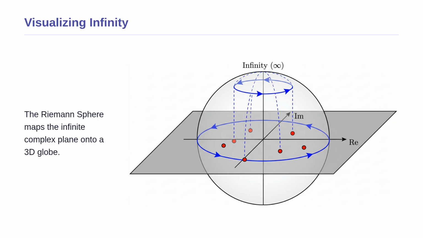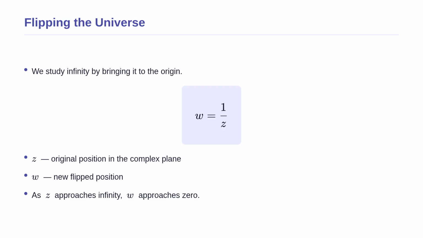Notice the arrows. Looking down from the North Pole, the arrows that were originally counterclockwise on the plane now appear to be moving clockwise. This orientation flip is crucial. To actually calculate what is happening at infinity, we need a mathematical trick to bring infinity back to a place we can easily reach. We do this by flipping the entire universe inside out using a simple substitution.